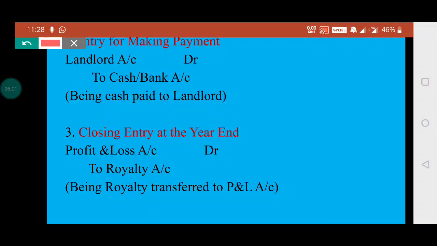Next is entry for making the payment. Landlord account debit, how much you are paying? 50,000 to cash or bank account 50,000. So being cash paid to landlord. Closing entry for this situation at the year end, that is transferring the royalty to P&L account, debiting the royalty. P&L account debit 50,000, credit royalty account 50,000. So being royalty transferred to P&L account.